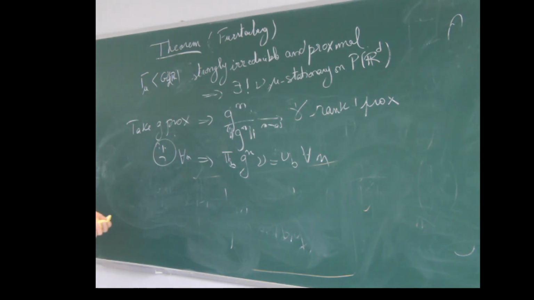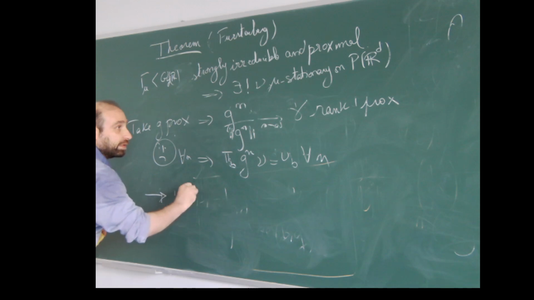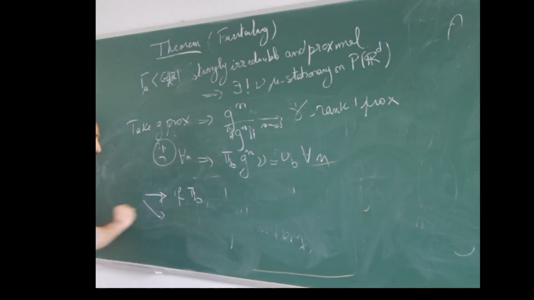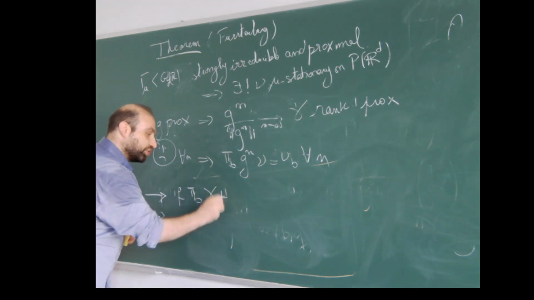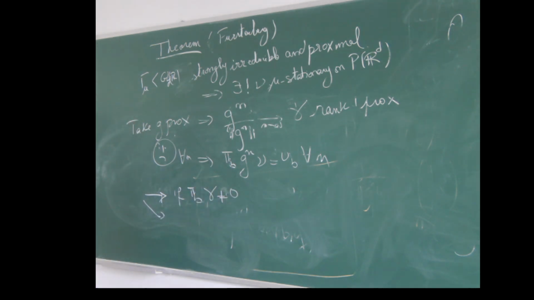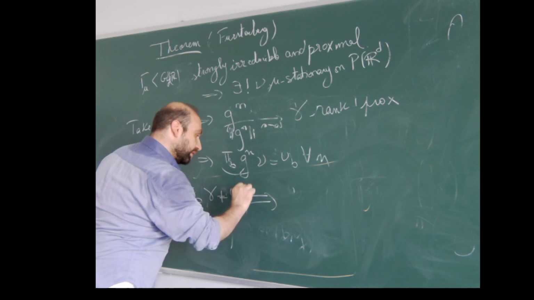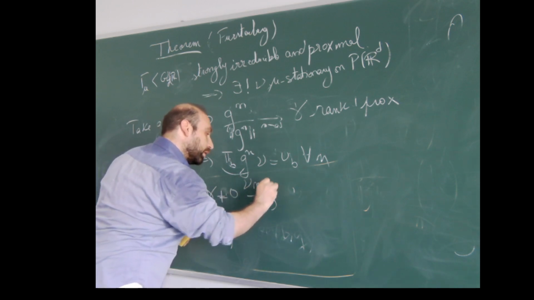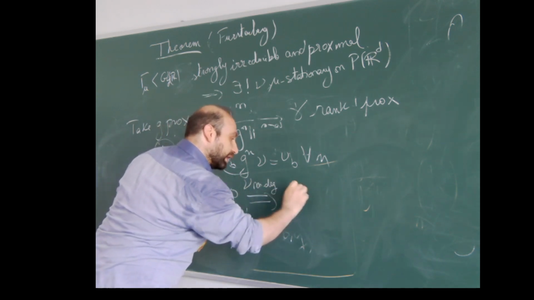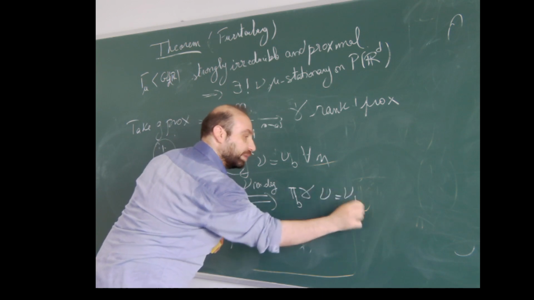To pass to the limit, it's a bit tricky. Take 2 cases. If P_b gamma is not 0, which is generally the case, I can use non-degeneracy, and I will have P_b gamma nu equal to nu_b.